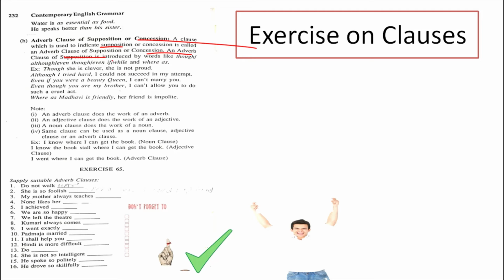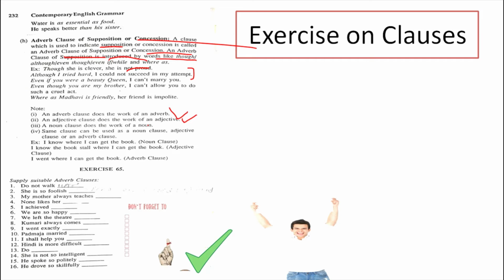An adverb clause of supposition is introduced by words like though. For example: Though she is clever, she is not proud. Although I tried hard, I could not succeed in my attempt. So this was a kind of adverb clause of supposition or concession. Note, an adverb clause does the work of an adverb, an adjective clause does the work of an adjective, and so these clauses do the work of an adverb, adjective and noun.